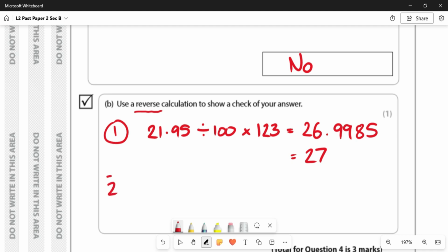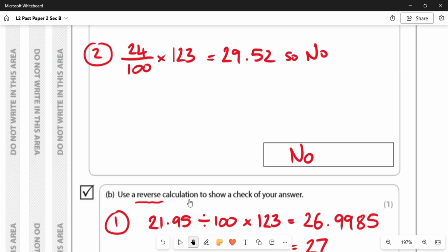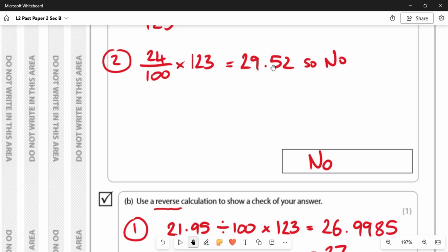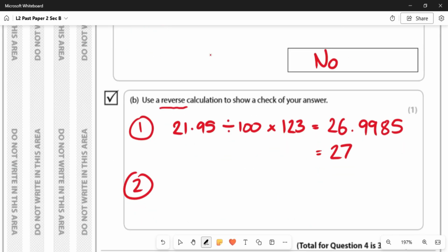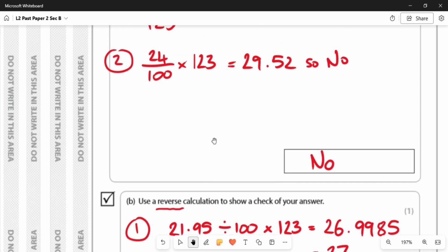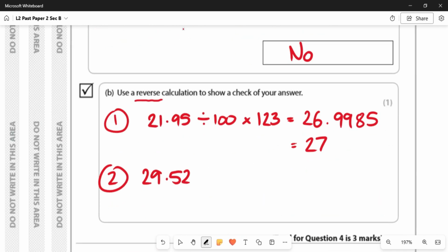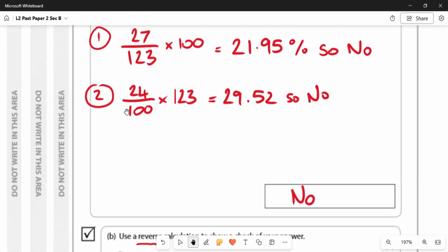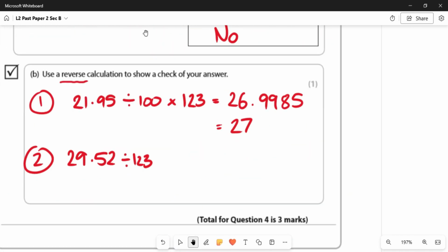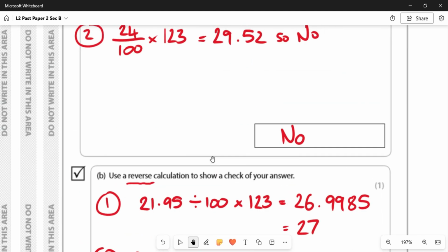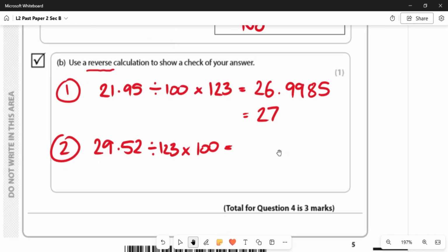If you chose method 2, let me just go back up to method 2. So the opposite of that, obviously you're going to have to start with your answer, 29.52. And the opposite of times by 123 is divide by 123. And at the same time, I'll have to multiply by 100. Yep, and again, even without my calculator, I know it's going to be 24, the other number. Let's just type it in though. Hopefully this one is exact.